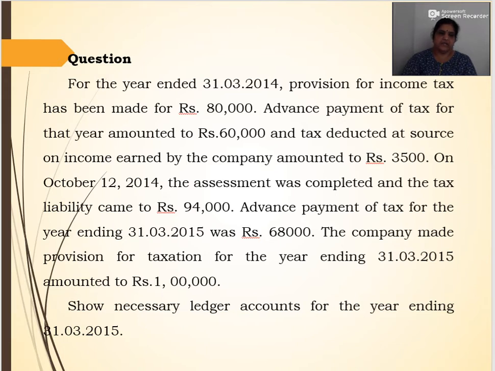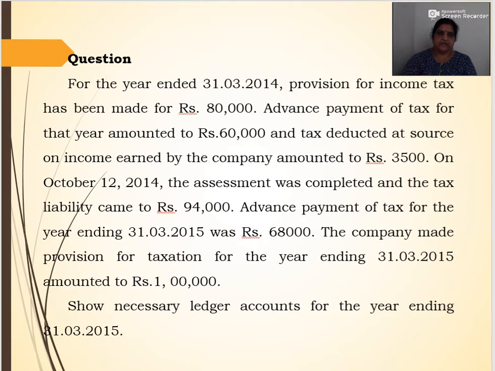Okay, now we will do the problem. Now the various accounts include, one is provision for income tax account, next is advance income tax account, then income tax deducted at source account and also the income tax account. So here this necessary ledger account includes mainly 4 accounts. One is the provision for income tax account, then comes the advance income tax account, then income tax deducted at source account and also the income tax account. Okay, we will see one by one.